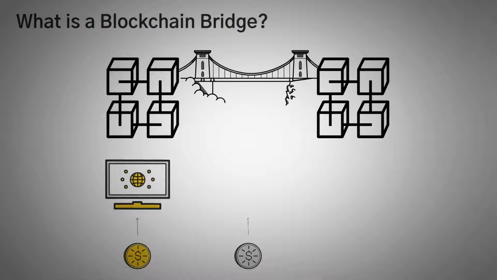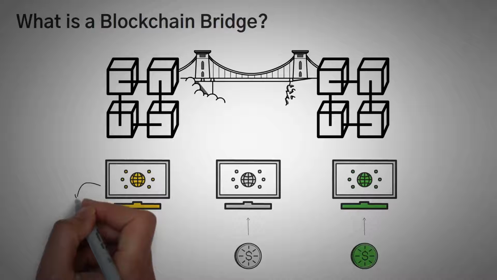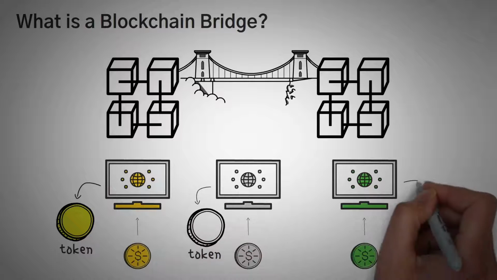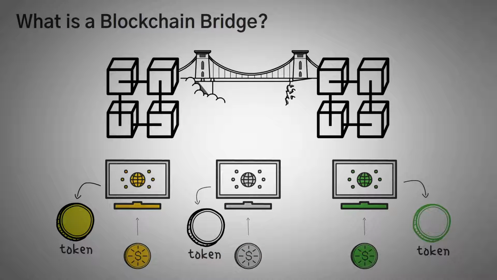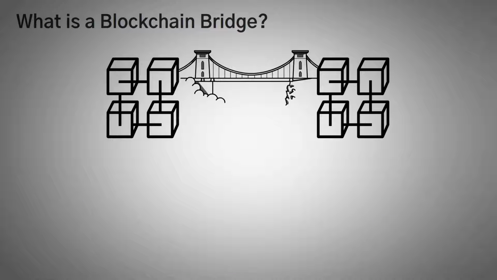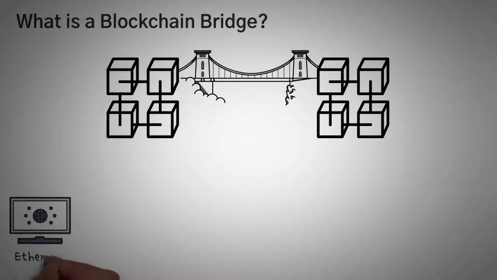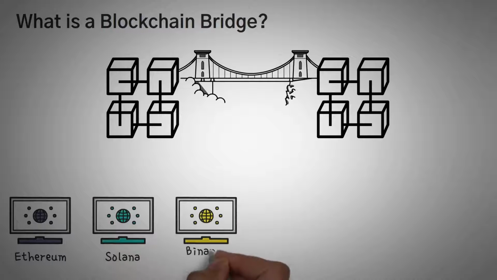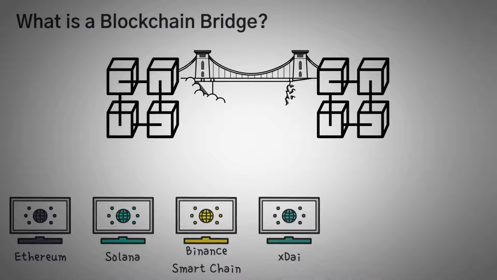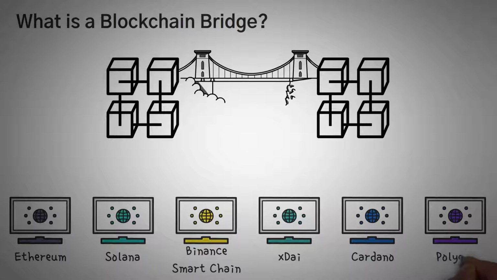Before we get into this, you need to realize something very important. All coins have their own blockchain. Tokens, however, are virtual versions of an asset built on another coin's blockchain. So let's break this down. There are actually many different cryptocurrency networks. For example, there is the Ethereum network, the Solana network, the Binance Smart Chain network, the XDC network, the Cardano network, the Polygon network. You get the picture. These coins all have their own separate networks.